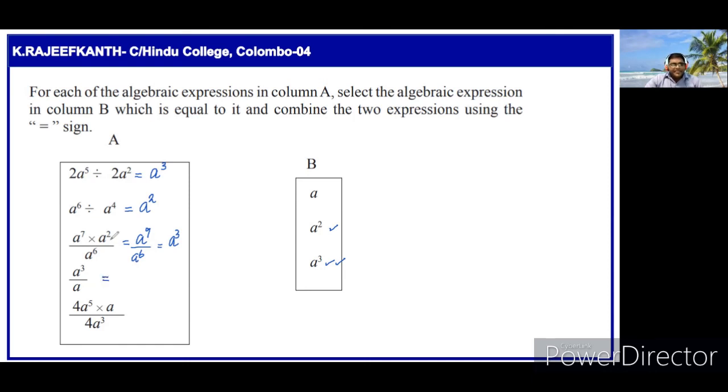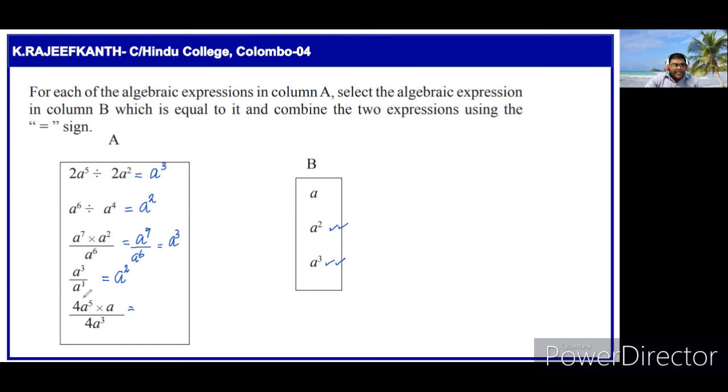Now here, a to the power of 3 divided by a to the power of 1. The bases are equal, then we can subtract. Then a to the power of 3 minus 1, 2. So this is the answer for the fourth one.